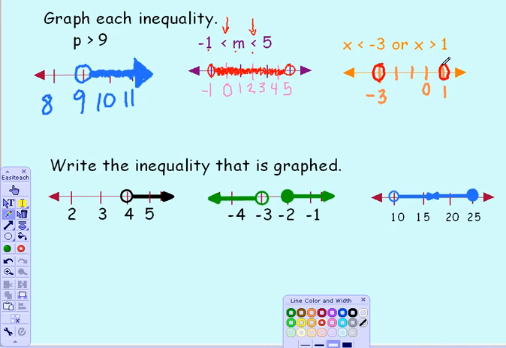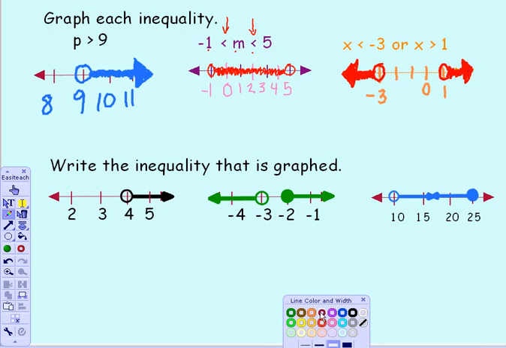Okay, so we're going to use open circles for these. X is less than -3. That means all the numbers that are smaller than -3. Since this keeps going to -infinity, I'm going to fill in this arrow, make it a little bit bigger, to show that it's all the numbers that are smaller than -3. Since X is greater than 1, I want to show that that goes to infinity. So those are all the numbers that are greater than 1.